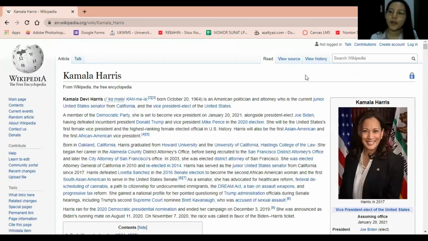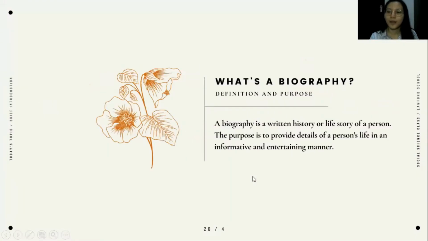And if you're wondering, what does this have to do with our topic for today? Well, students, the type of text that you are seeing right now is called a biography. And that is our topic for today. So, you have seen an example of a biography and have read it actually, but what exactly is it? So, a biography is a written history or life story of a person.